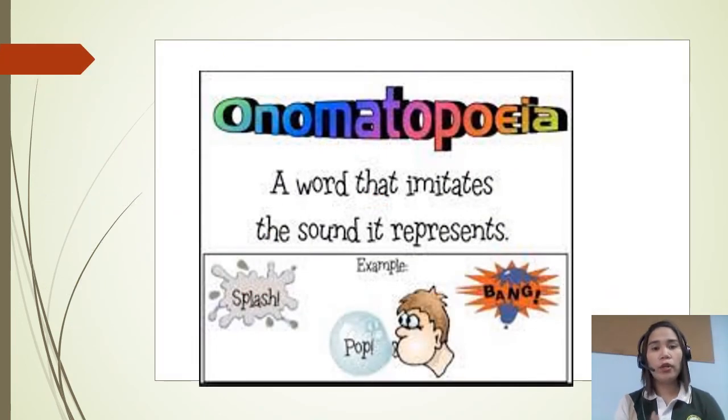Next, we have onomatopoeia. It is a word that imitates the sound it represents. So like for example, splash, pop, bang. Okay.